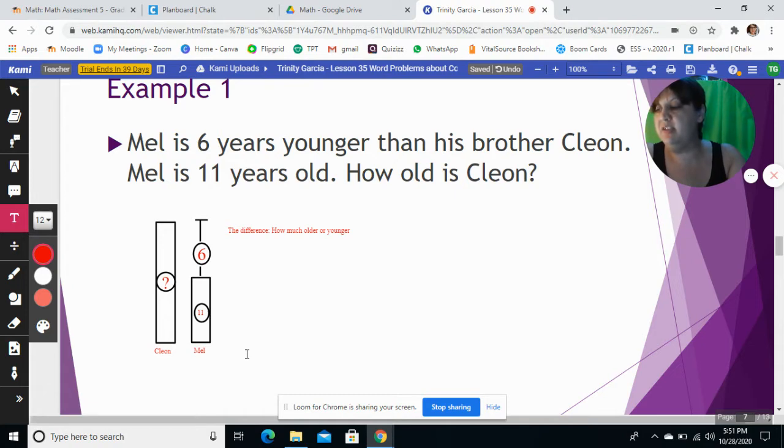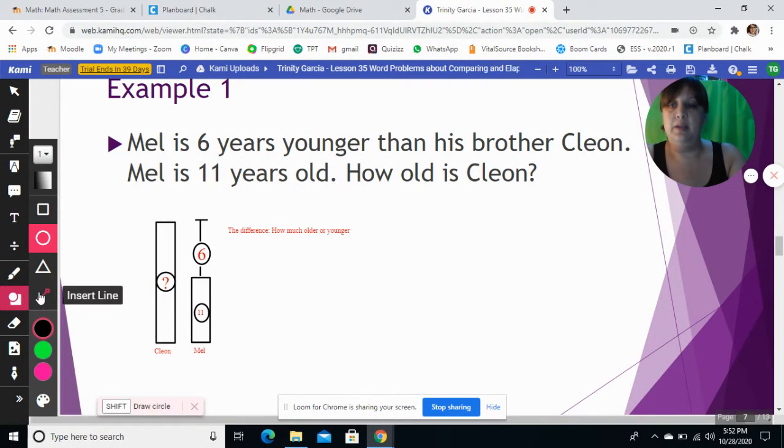We write the numbers in the circles and use the subtraction pattern to solve the problem. So we're going to take the larger number, which we don't know what it is, right? So we're going to draw a line and say, here's our larger mystery number. And then we're going to subtract the 11 because we know that is the age of Mel. So on this line, we're going to write 11.